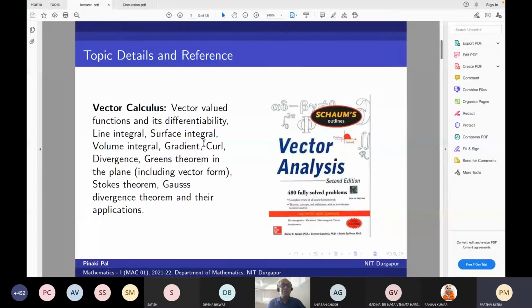So this is the main topic, vector calculus. And under this vector calculus, we'll be discussing vector valued functions and the concept of differentiability.